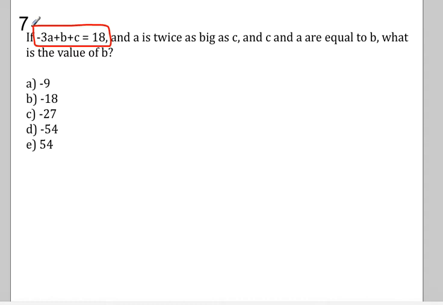So what we're going to do first is we're going to say, okay, A is twice as big as C, which just means it takes 2 C's to equal A.